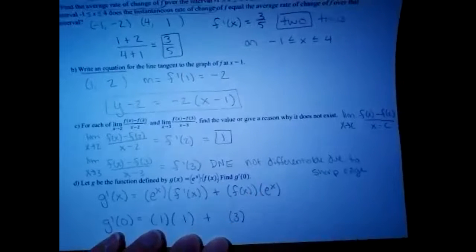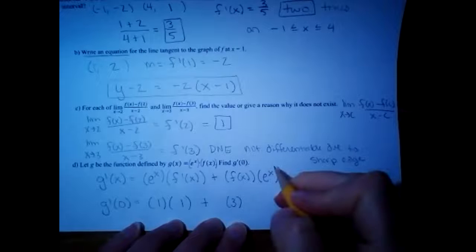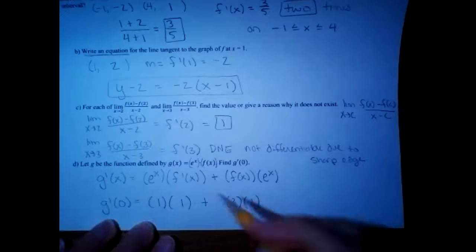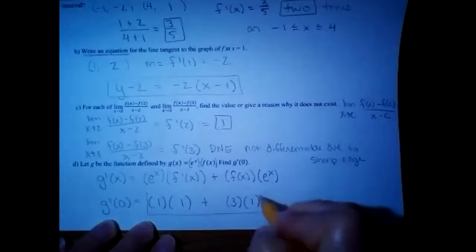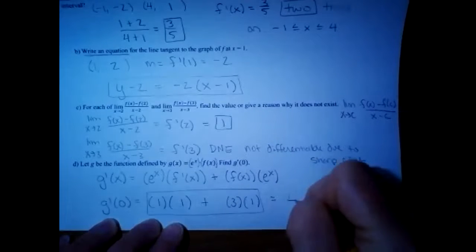And yeah, I agree. Every time I see e to the x, I'm like, okay, good, this is not going to be so bad. All right, and then again, e to the 0 is 1. And you don't have to simplify that down. You can just leave it like that. But if you did want to simplify it down, it's just 1 times 1 plus 3, which is 4.